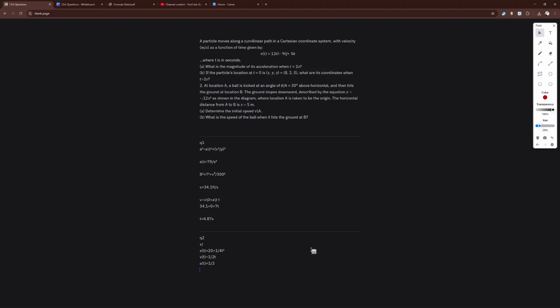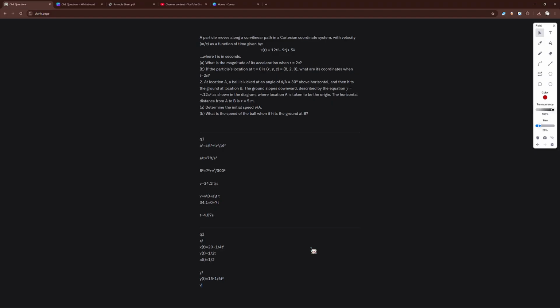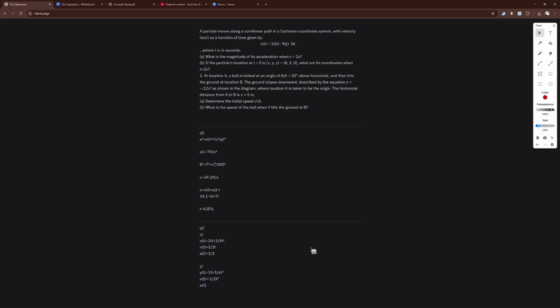Right? And then we'll move on to y. We have y of t is equal to 15 minus 1/6 t cubed. And then v of t is equal to negative 1/2 t squared. And then a of t is equal to negative t. Anyways, we want the magnitude of velocity and acceleration at t equals 2 seconds.